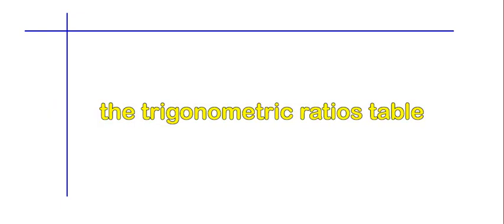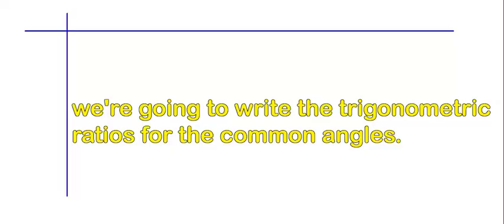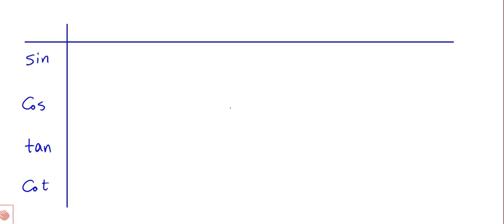In this video, I wanna talk about the trigonometric ratios table. You need to memorize this table. In this table, we're going to write the trigonometric ratios for the common angles: sine, cosine, tangent and cotangent. Of course, I'll show you how to memorize this table.